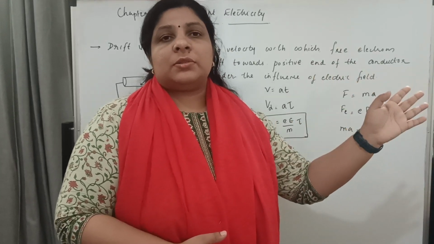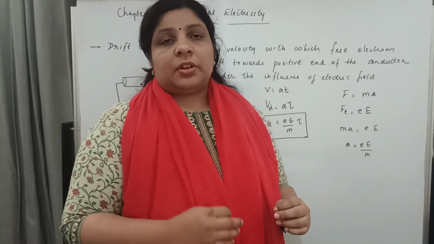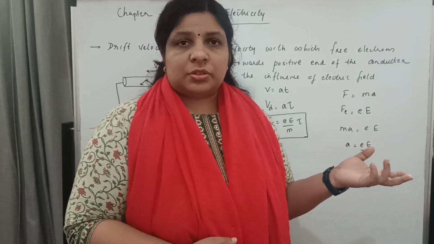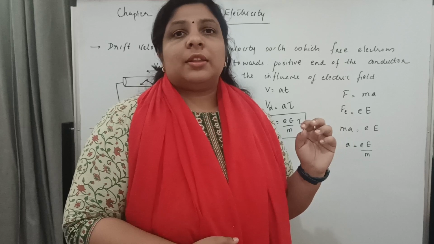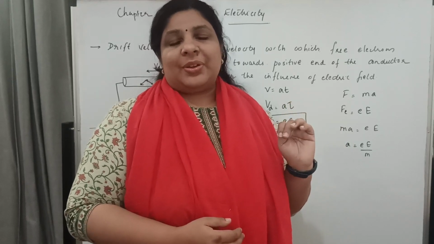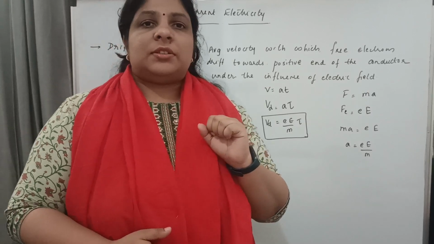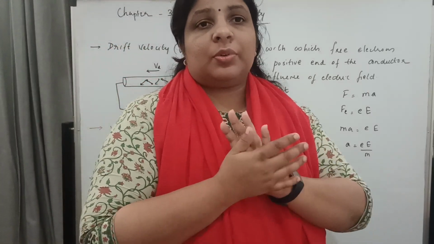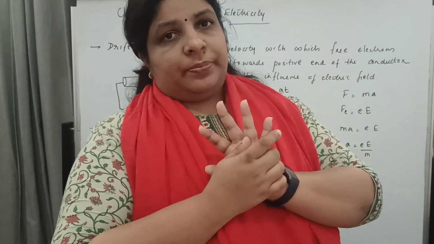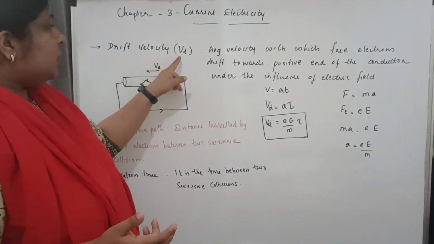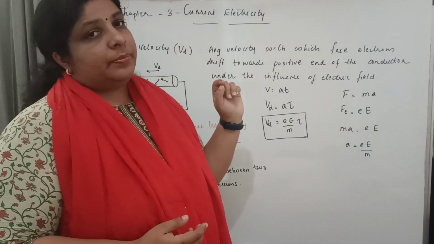The movement of charges, we call it current. The rate of flow of charge is current. So here the charge starts flowing, that is, current is produced. Now what all things are there in this chapter? The first topic is drift velocity. That is a new term for you. Drift velocity is represented using the symbol Vd.